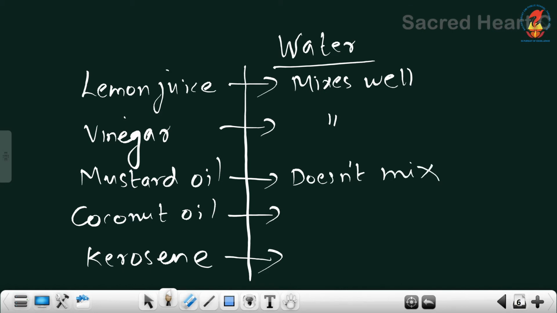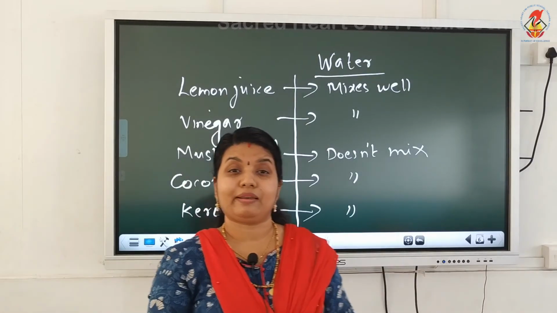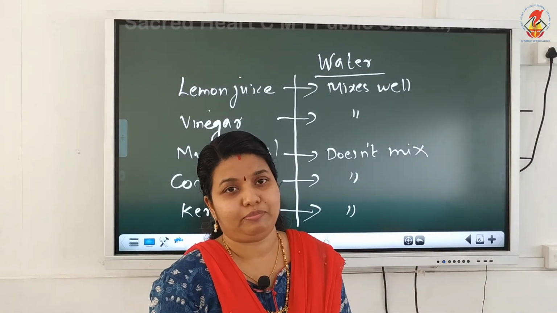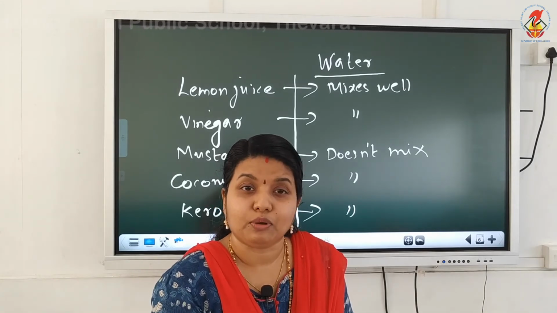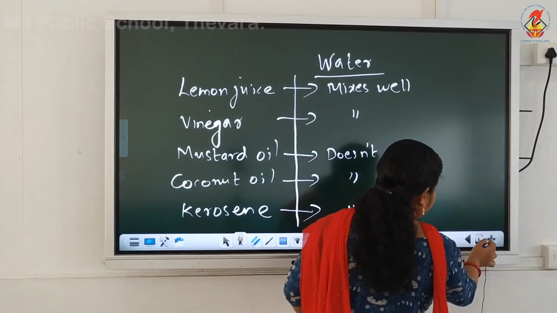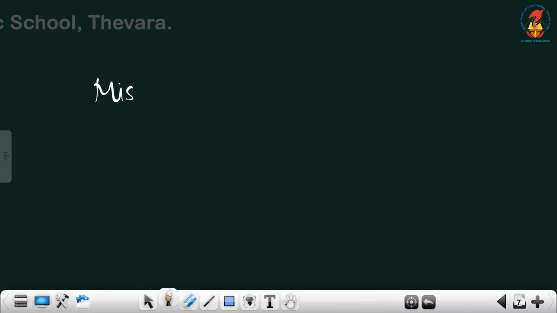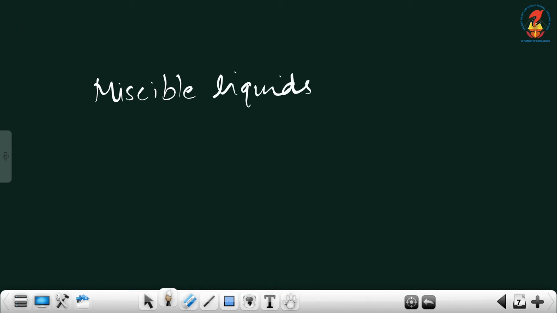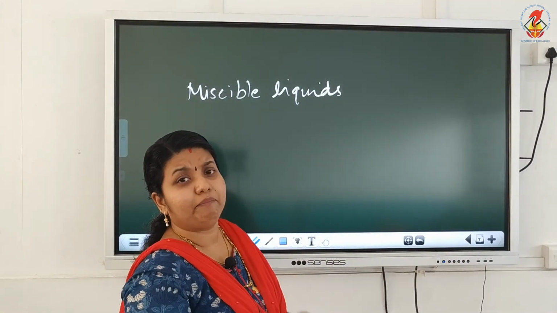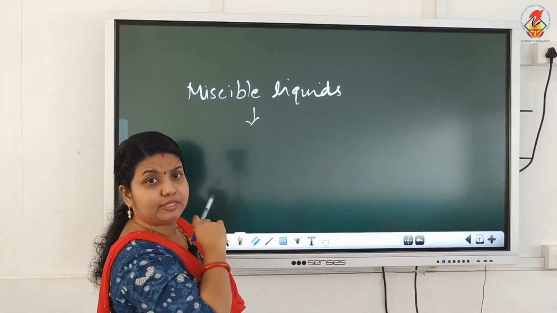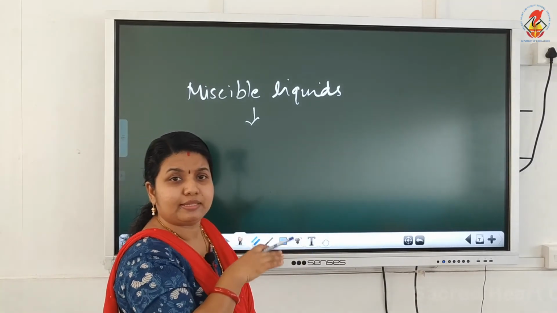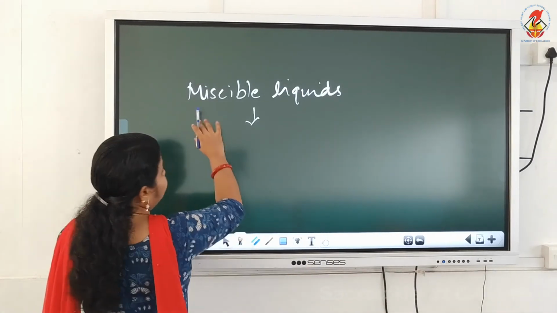It doesn't mix with water. Same is the case with coconut oil and kerosene. They will form separate layers on the top of water. So they do not mix. So there are liquids which mix well with water and there are liquids which do not mix with water. We call them, this you have learned in 5th standard, miscible liquids. Liquids which mix well with water, mix completely with water, dissolve completely in water, are known as miscible liquids.